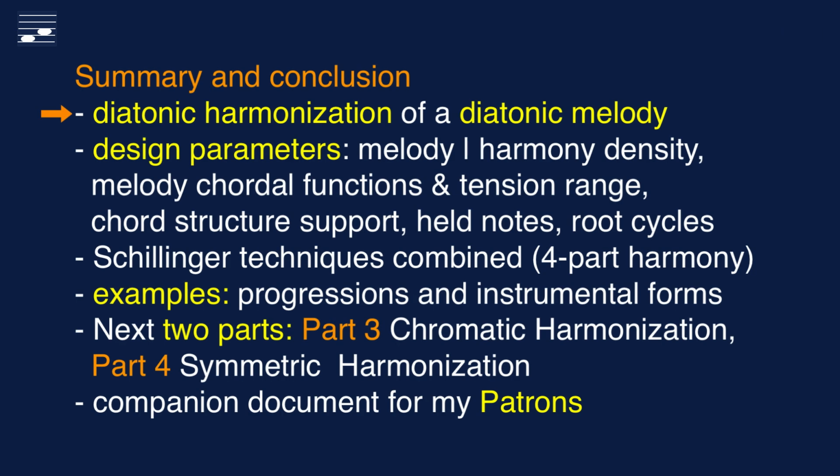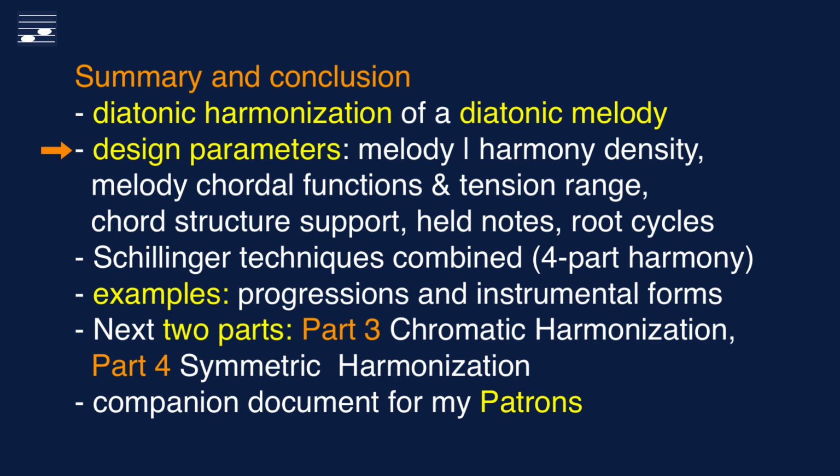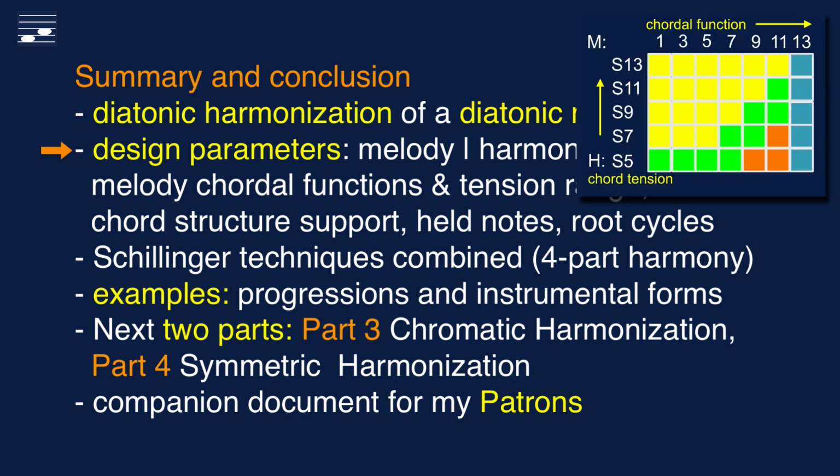In this tutorial, you learned about the Schillinger approach with diatonic harmonization of a diatonic melody. There are several design parameters involved. You may choose a sparse or dense harmonization with few or many chords. The source melody is interpreted in terms of chordal function numbers. Decide on the melody tension range and find appropriate chord structures that support these melody chordal functions.